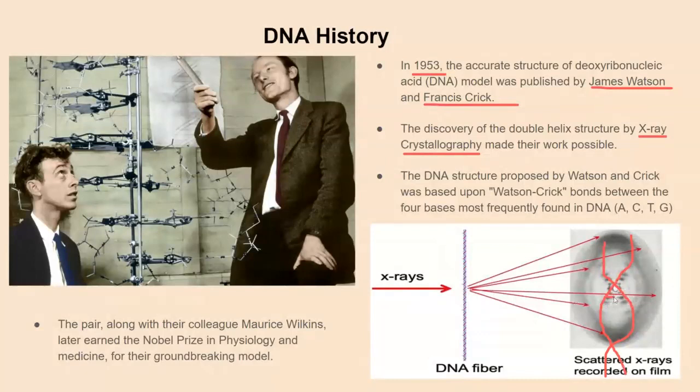They also noticed these dark areas, and they proposed that these are the nucleic acid base pairs, adenine, cytosine, thymine, and guanine, and those base pairs are connected by something they called Watson-Crick bonds. We now know that those are hydrogen bonds.